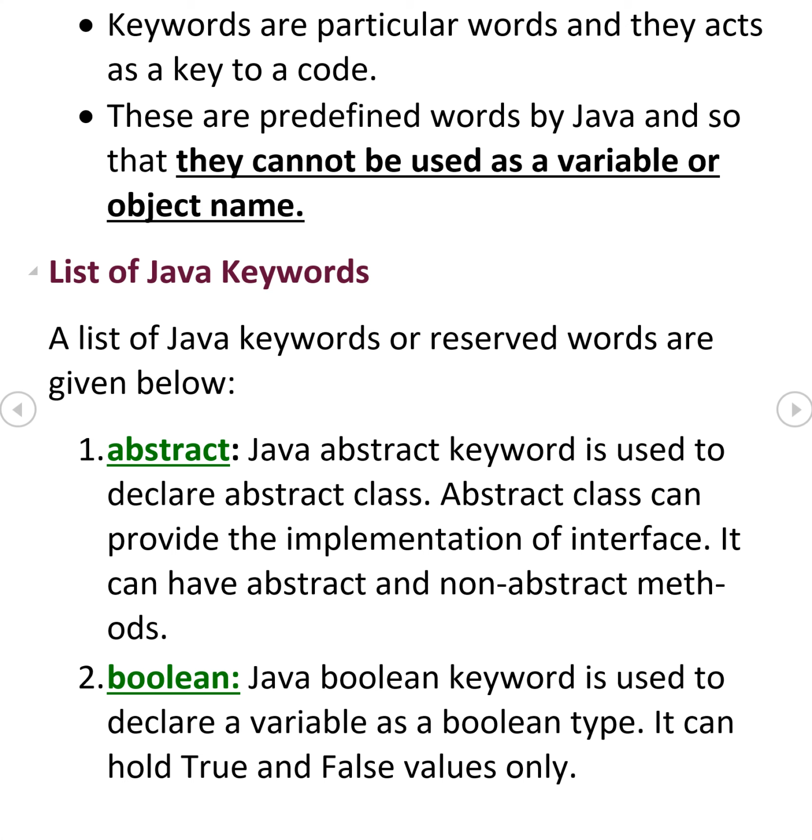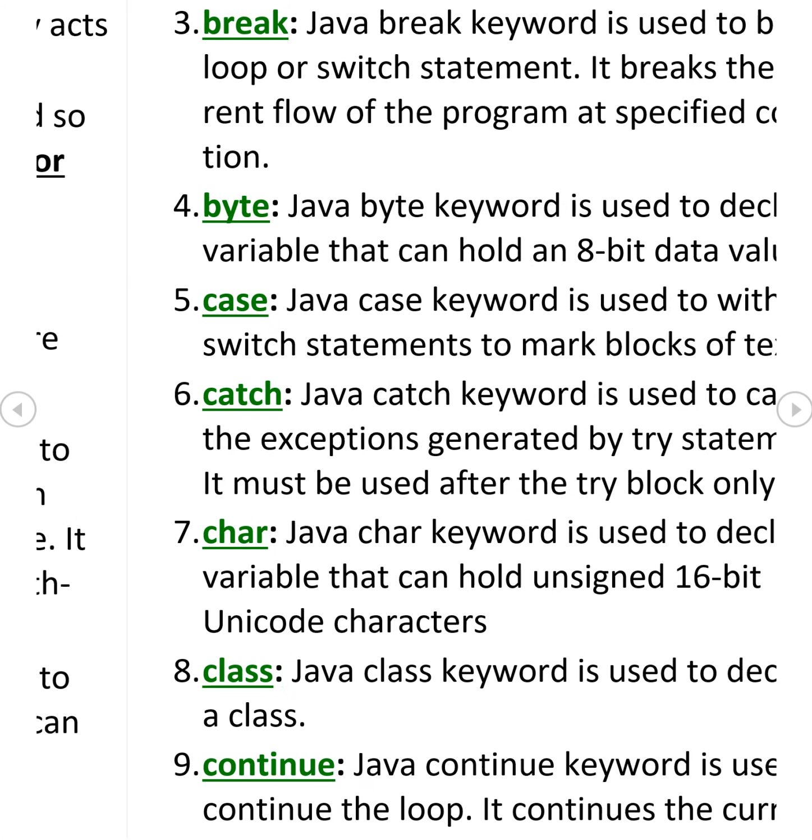We have the abstract keyword. We use the abstract keyword when we are writing an abstract class, or when we are implementing an interface. We used to write some static methods and some abstract non-static methods. Next, boolean. If we write true or false values, then we use the boolean type for the variables.